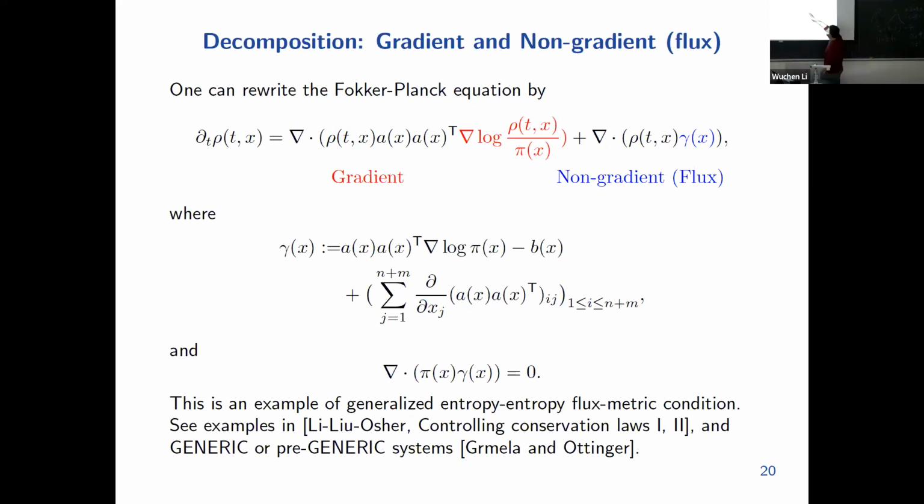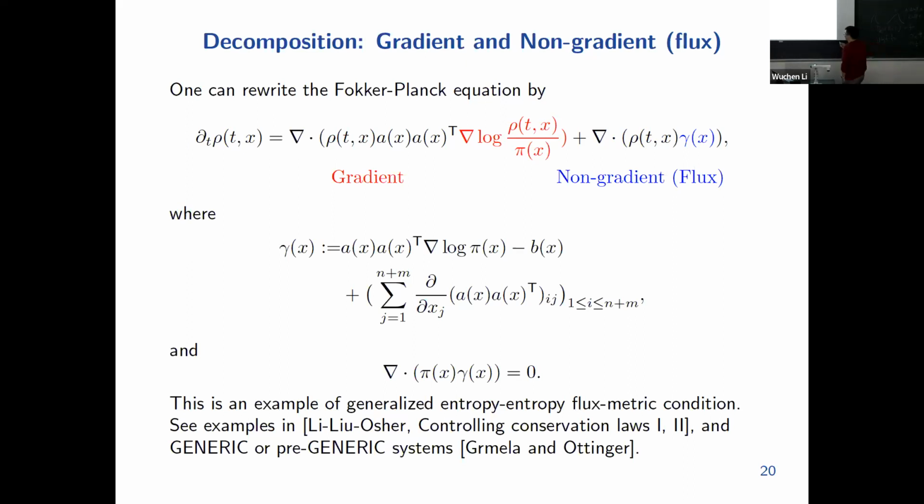It becomes divergence of rho A A transpose gradient log rho over pi. This part is very close to the Wasserstein gradient flow, right? The only difference is that A is your diffusion matrix. Now, the rest term I call gamma. Basically, you just write down this operator, A A transpose gradient log pi minus B or something. You can easily check that if I write it this way and plug in rho equals pi, then divergence of pi gamma equals 0. So you see, there's a lot of magical property behind it.